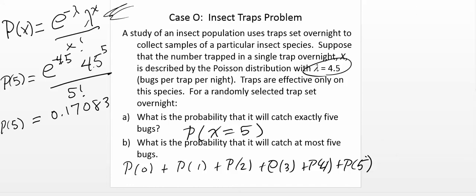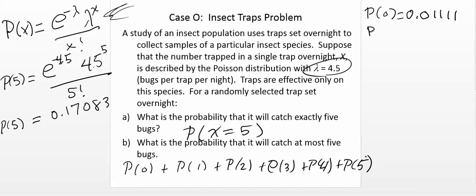But we're going to use the recursion formula to simplify things, and we'll start with what's the probability that x is equal to 0. Well, that's just equal to e raised to the minus 4.5, and when I worked that out on my calculator, I got 0.01111. I'm going to carry out my probabilities to 5 digits beyond the decimal point.